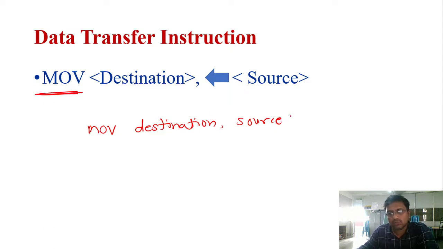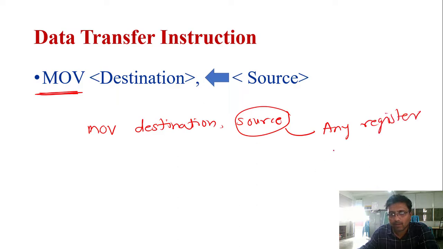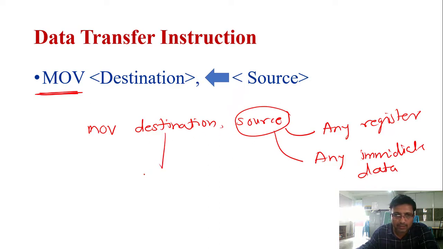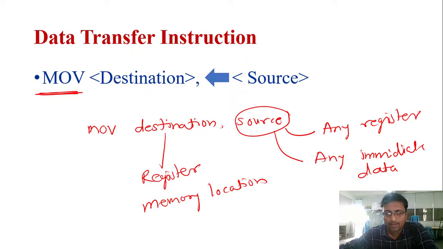Okay, so this source might be any register, or the source might be any immediate data, and the destination might be any register or a memory location. So we can use any source and destination. The source data will be copied to the destination, that is, data transfer to the destination. Okay.